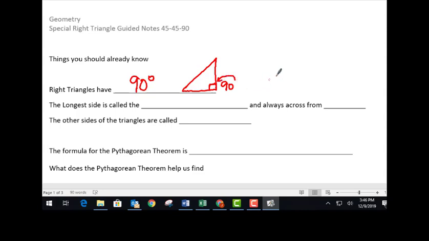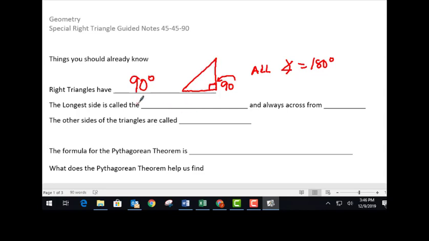Well, first off, we know triangles always have to have what? All the angles in a triangle have to equal 180. So we do know that. Therefore, these two could be anything that adds to 90. So any numbers that add to 90.